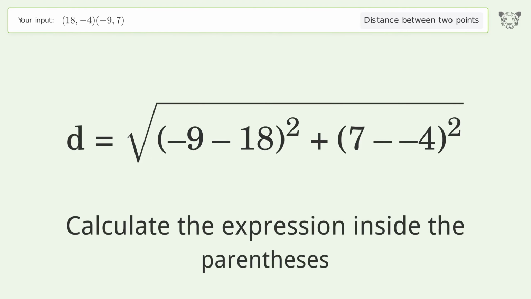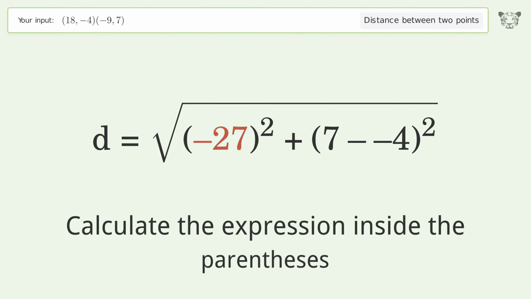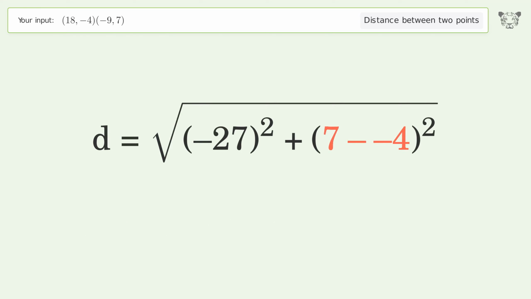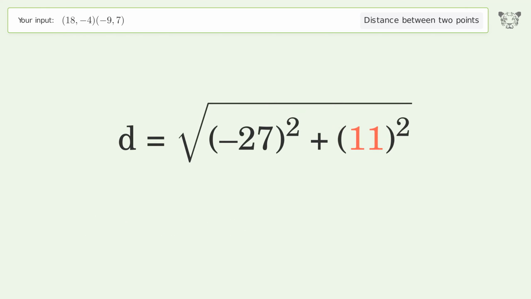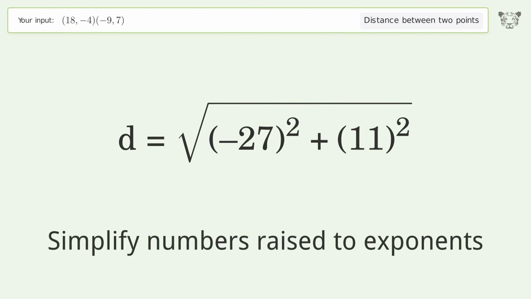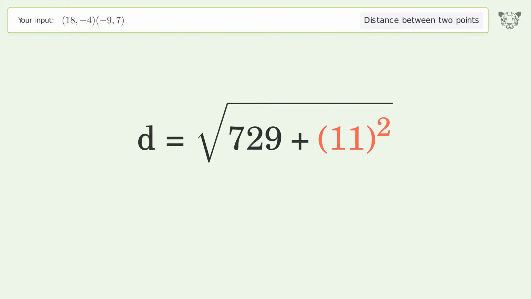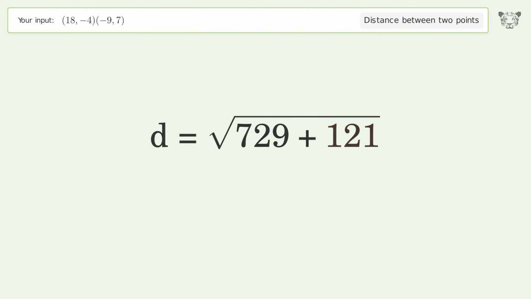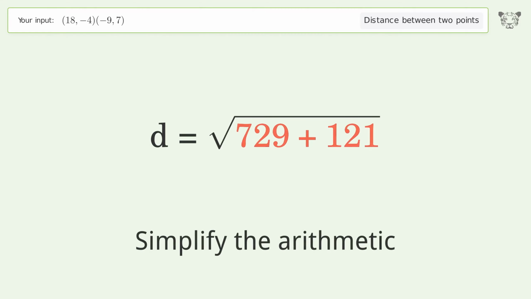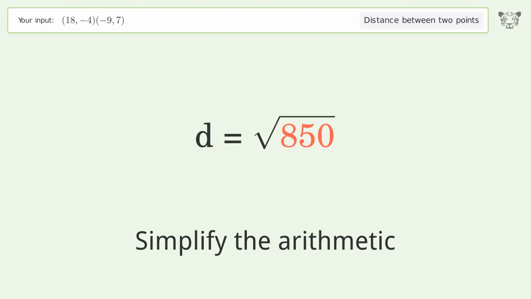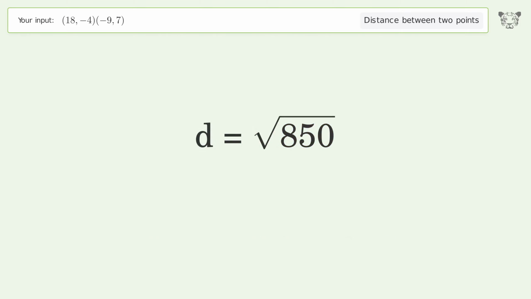Calculate the expression inside the parentheses. Simplify numbers raised to exponents. Simplify the arithmetic. And so the distance between the 2 points is the square root of 850, or 29.155.